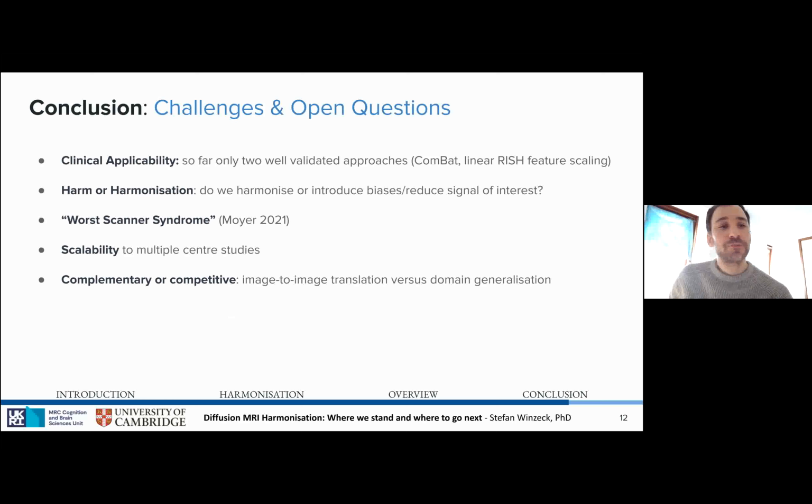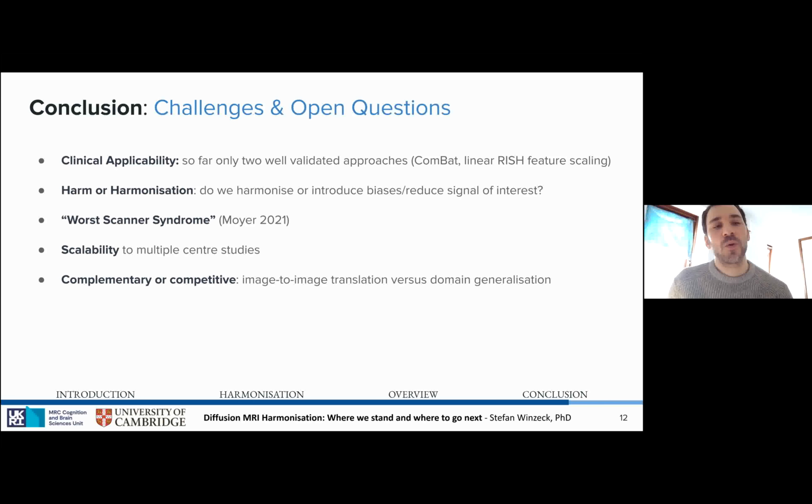In conclusion, you have different approaches, but some are more or less validated. We are not 100% sure yet when you harmonize your data, if you actually introduce some biases as well. So we don't know if this might affect your clinical study either.